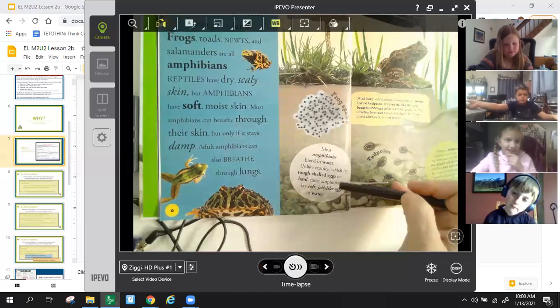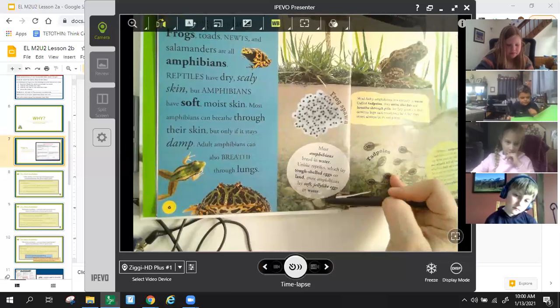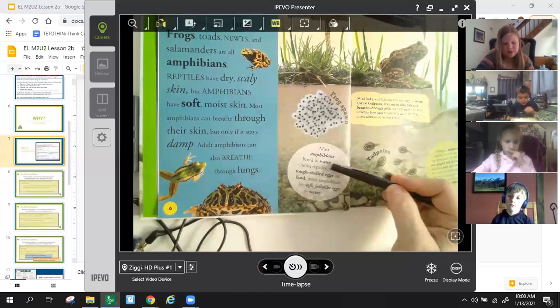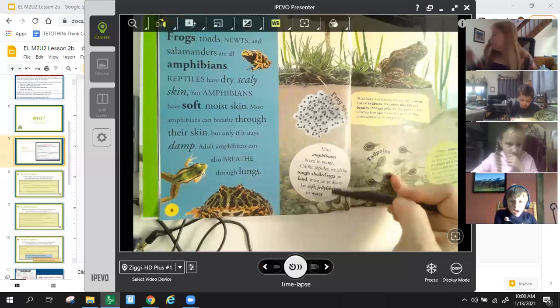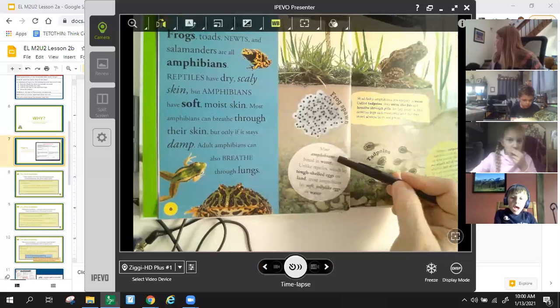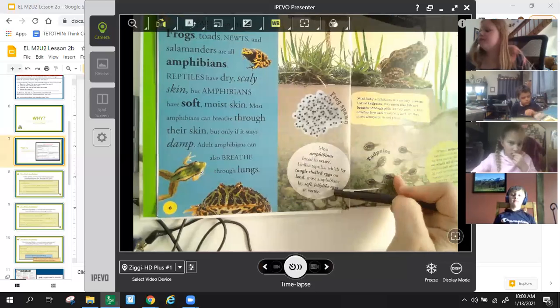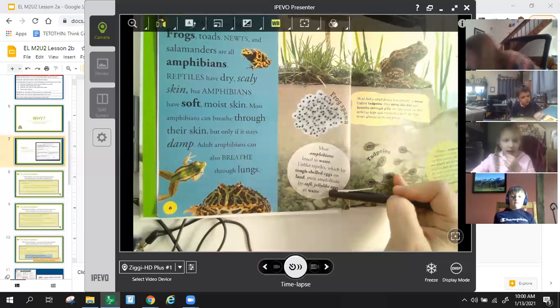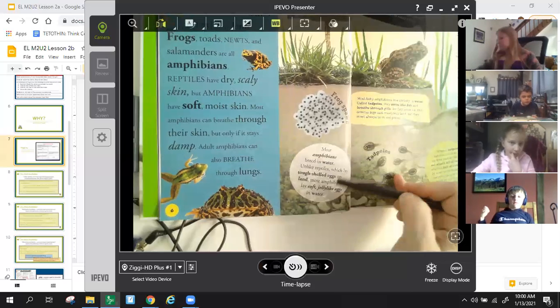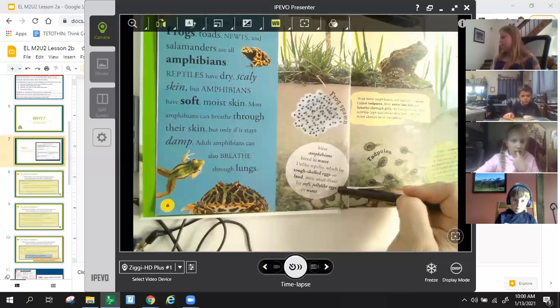So do you think the author was trying to help us make a connection? Yes. Because we're also talking about reptiles in these sentences too, right? But the author wants us to understand better. So the author is using this text feature to help us understand that these two things go together. And those are not only italicized, they're also in bold. So why do you think an author puts things in bold?